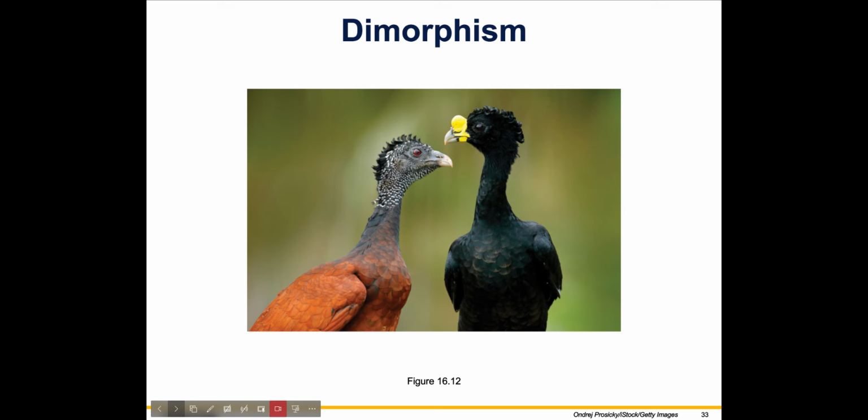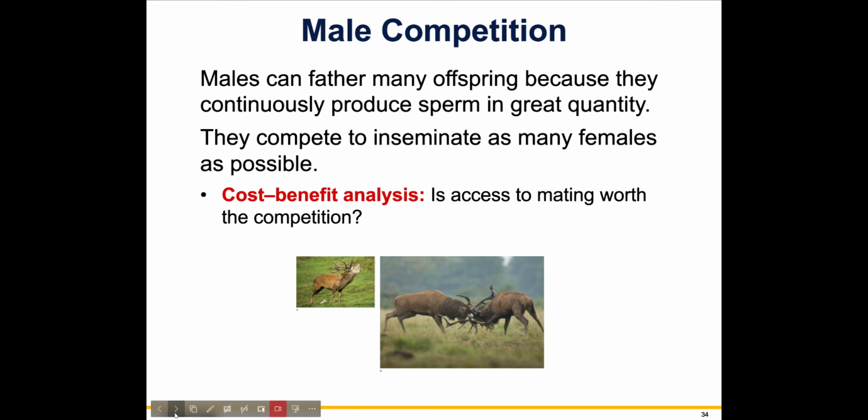So here's that example of males and females looking different. That's that dimorphism. And then, of course, there is the male competition. Males can father many offspring because they are, again, making more sperm, 4 sperm for every one cell that starts meiosis. So they are really competing in order to find females to inseminate.